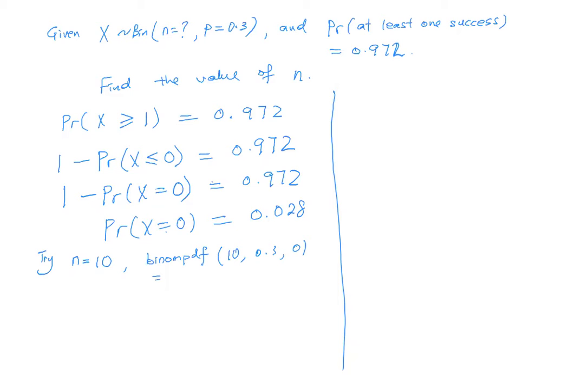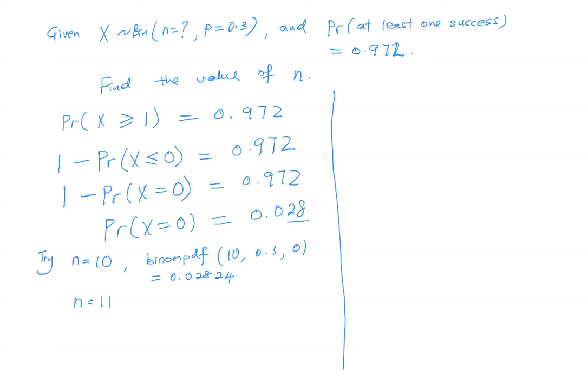You try and see. So I got 0.02824. Look, this is 0.02824, but here it is 0.028. So now I have to try with another number and see which one is closer.